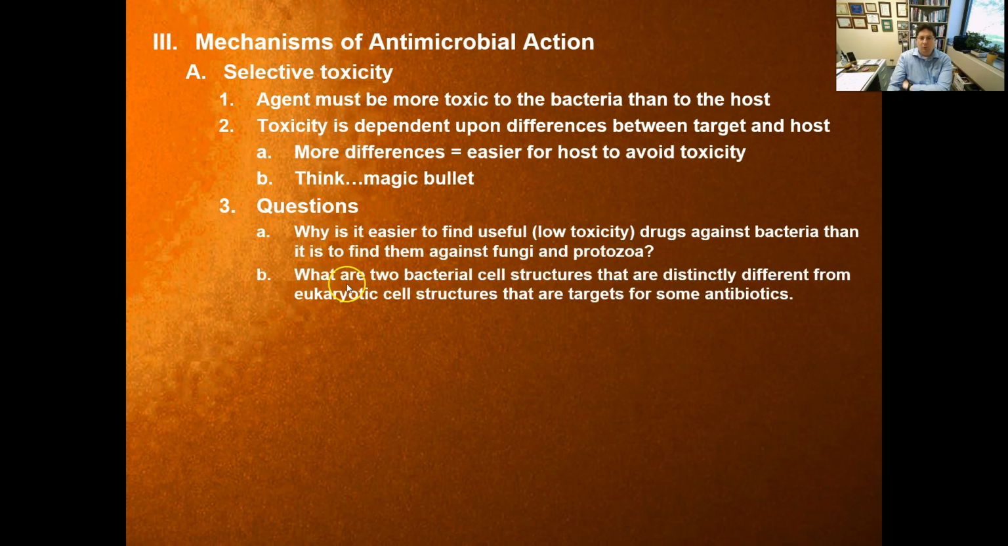What are two bacterial structures that the drug can target that eukaryotes don't have? Well, think about a number of things here. Remember, bacteria have their own type of ribosomes. They have peptidoglycan in their cell wall. Nothing else has that. We can think of others here.